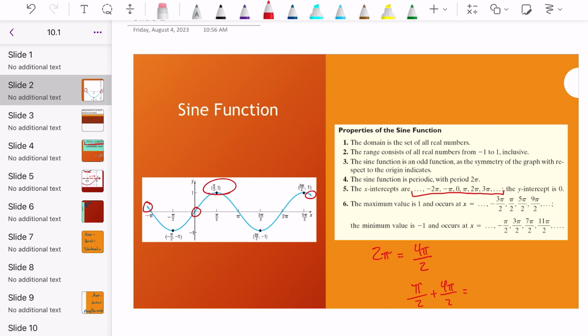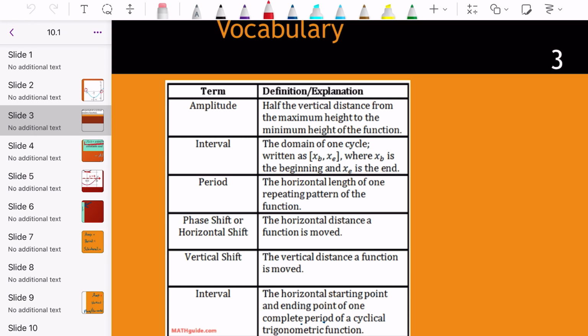Let's go ahead to slide 3. In slide 3, we go over some of the vocabulary that is used within this section. First thing is the amplitude. The amplitude is half of the vertical distance from the maximum height to the minimum height. So ultimately, we are looking from the midpoint to the maximum or the minimum, depending. Now, this can also be described as the absolute value of A. And you'll understand further once we go over a couple more slides exactly what that means.